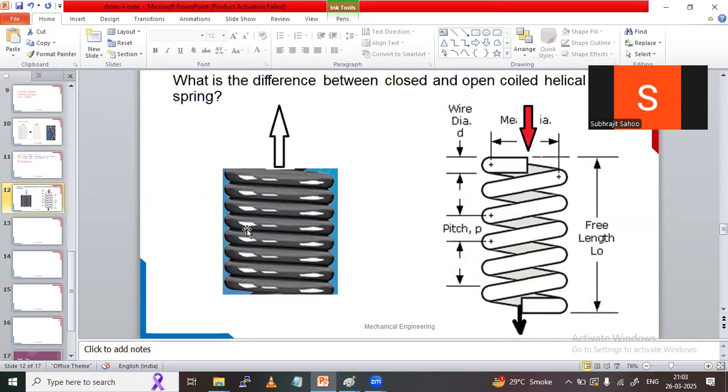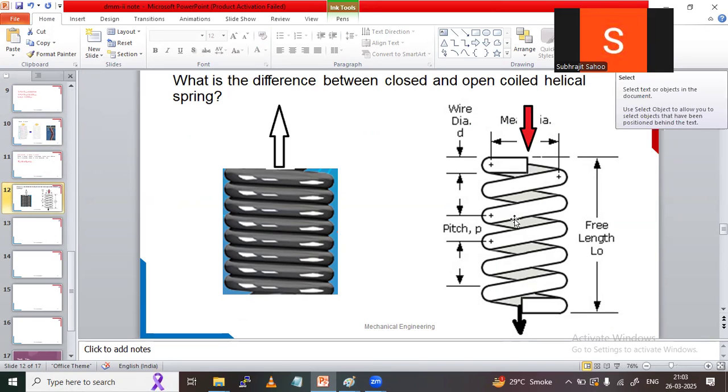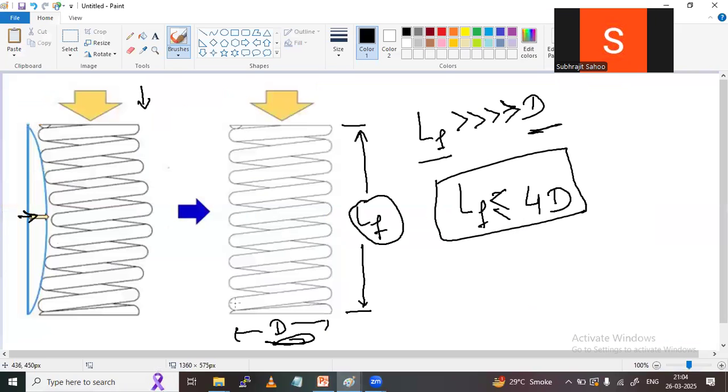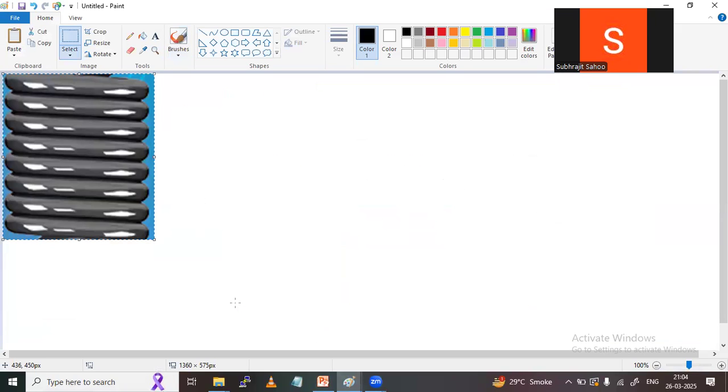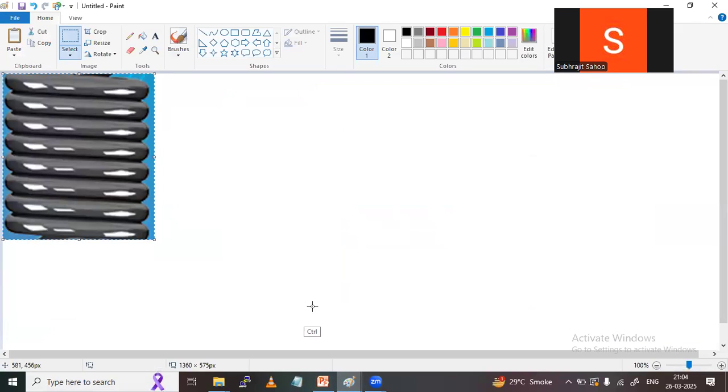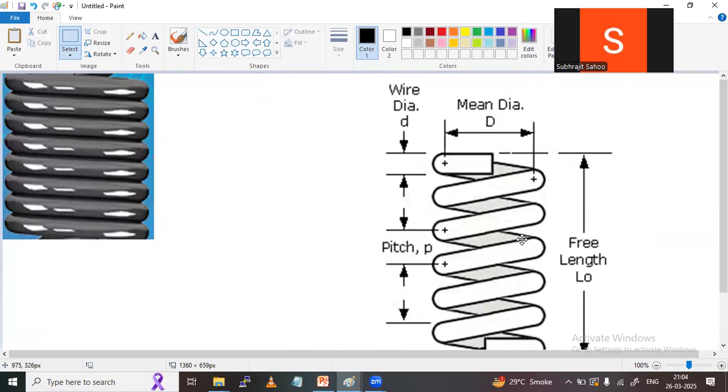Now observe. Based on the helix angle we can divide the spring into two types. One is called a closed coil, and this one is called an open coil, right? So what is the difference between these two? I will tell you in this video. Observe carefully.